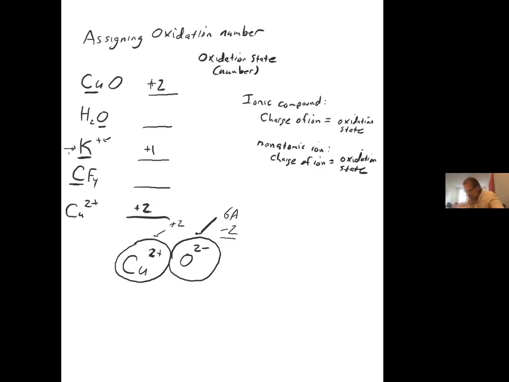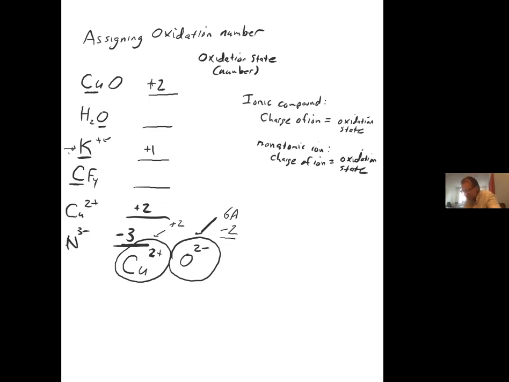It's very simple. If I said, hey, here's N3-, that'd be simple too. You just say, oh, that's a monatomic ion, so it's got a charge of -3. So the oxidation state is -3. Okay, so that's pretty straightforward. Ionic compounds and monatomic ions.